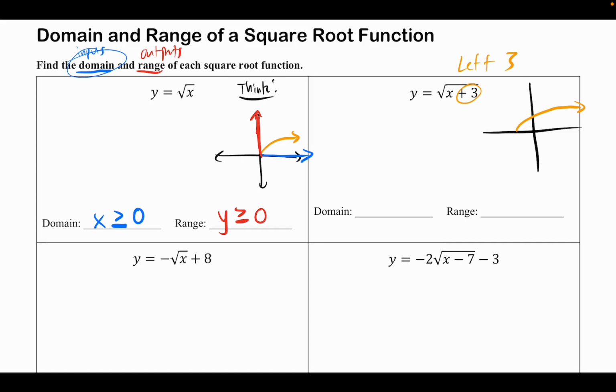So when you think about the domain, it is going to be all the numbers at -3 and higher, right? So x is going to be equal to or greater than -3. But then the range will still be at 0 and above, like the previous graph, since it sits still on the x-axis. So that gives you the range, right?